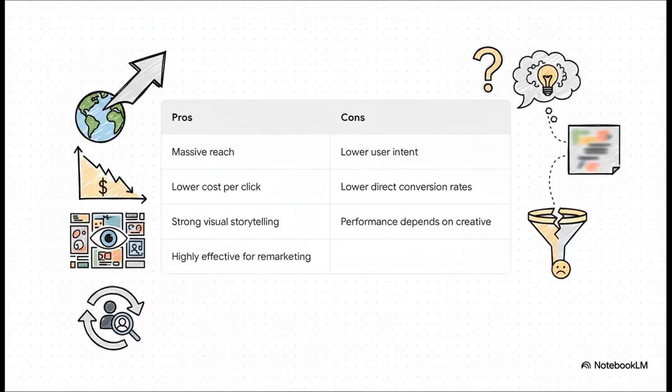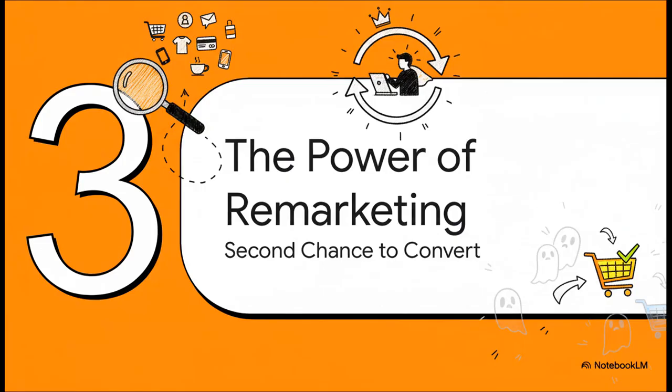So with that unbelievable reach, you get some obvious perks, like lower cost per click and the ability to tell a story with images and video. The trade-off, of course, is that user intent is way, way lower, so you're not going to see as many direct sales. That's why its real superpower is in building brand awareness and, most importantly, in a tactic called remarketing. And that brings us to remarketing.